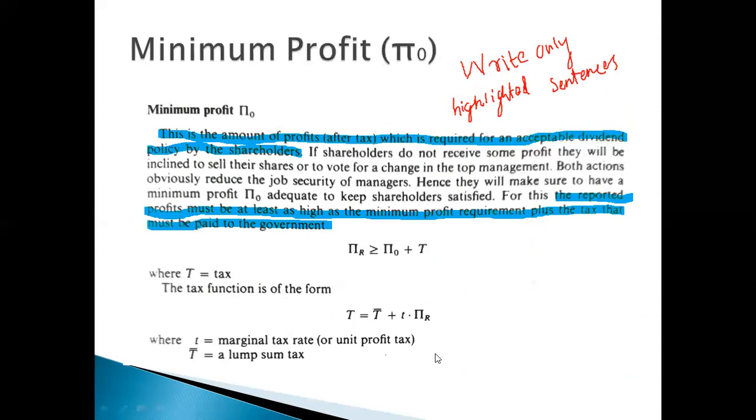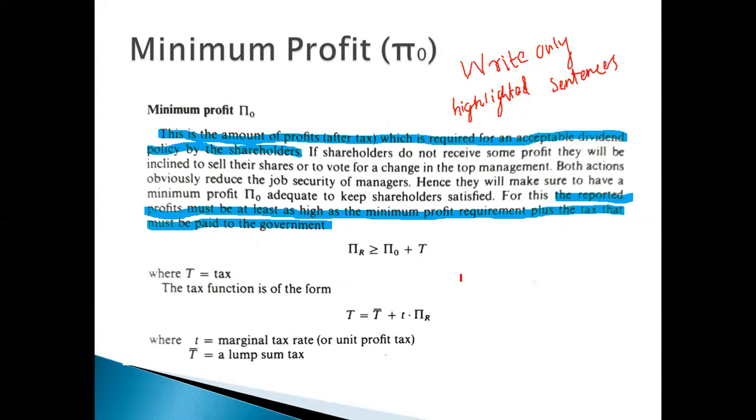Now let us come to another important thing, minimum profit. What is minimum profit? Minimum profit is a profit which is required for an acceptable dividend policy by the shareholders. We know that shareholders should get a dividend. Then only they will feel satisfied with the managers. If the shareholders are not happy with the dividend being given to them, they are likely to remove these managers from the post. So it is the responsibility of the manager to ensure that the shareholders, the real owners of the firm, get profit.